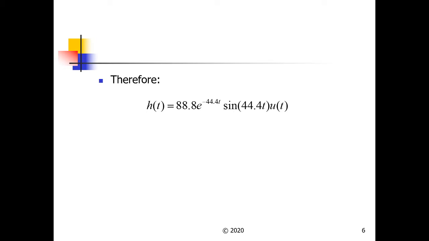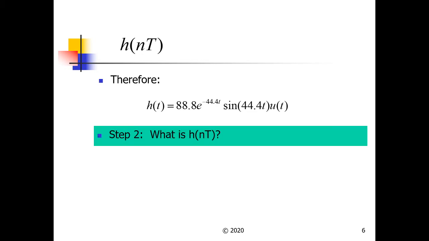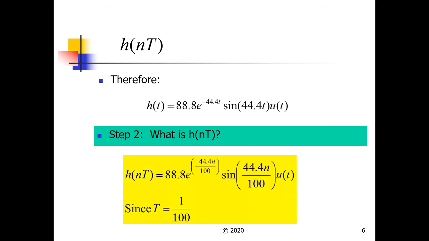Because we have it in continuous time, step 2 means we need to get it into discretized time. So that means that we're going to have to convert from h(t) to h(nT), where this capital T here represents our sampling time. We were given a sampling frequency of 100 Hz, so the sampling time is just going to be 1 divided by the sampling frequency. And we substitute that into our h(t) equation to get our h(nT) accordingly.